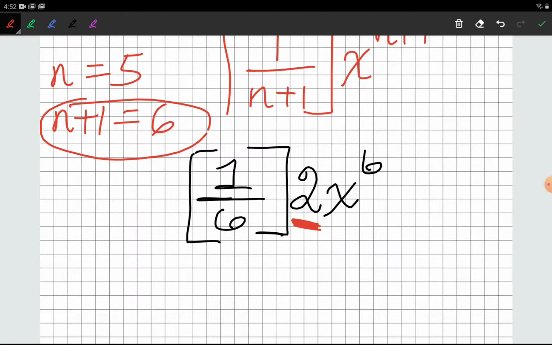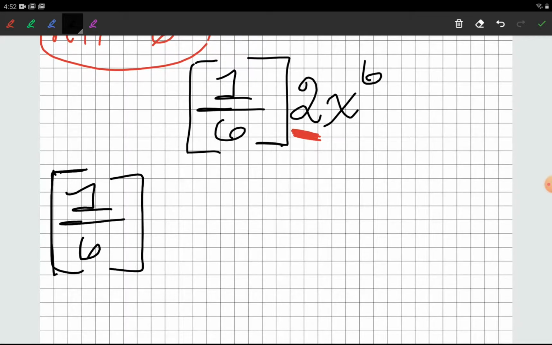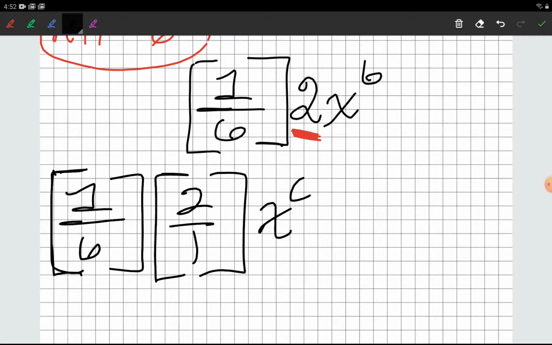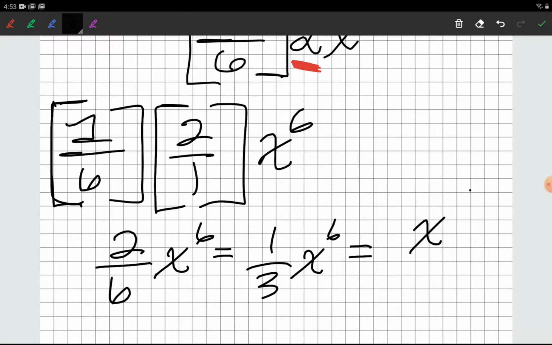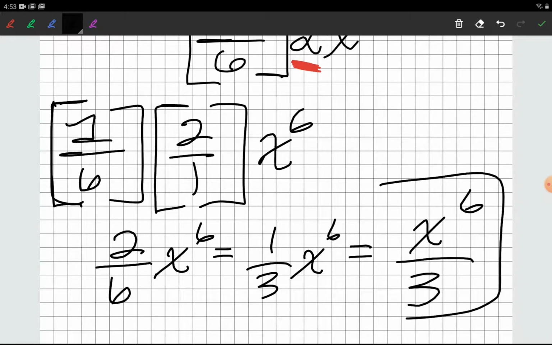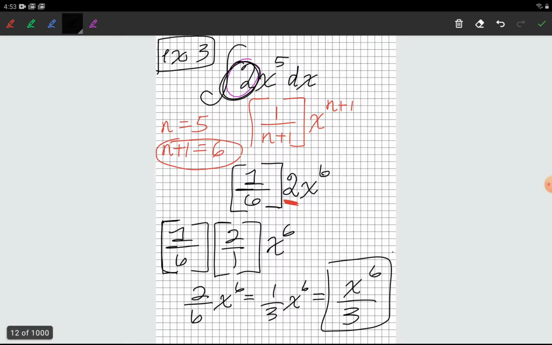And so let's start simplifying. We're done. The heavy lifting is done. Now we're just going to simplify. So I have 1 over 6, 2 over 1. This is just me not skipping any steps. So that's 2 over 6, x to the 6, which reduces to 1 over 3, x to the 6, which can be rewritten like that. Okay, so that's the whole problem, top to bottom. Okay, so let's do another one of these where there's a coefficient.